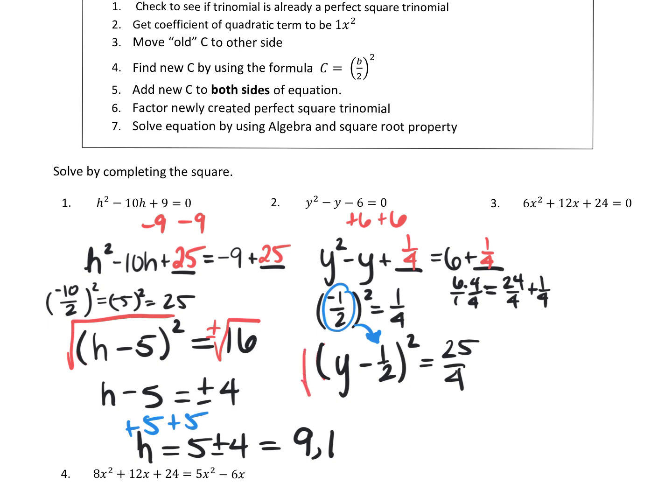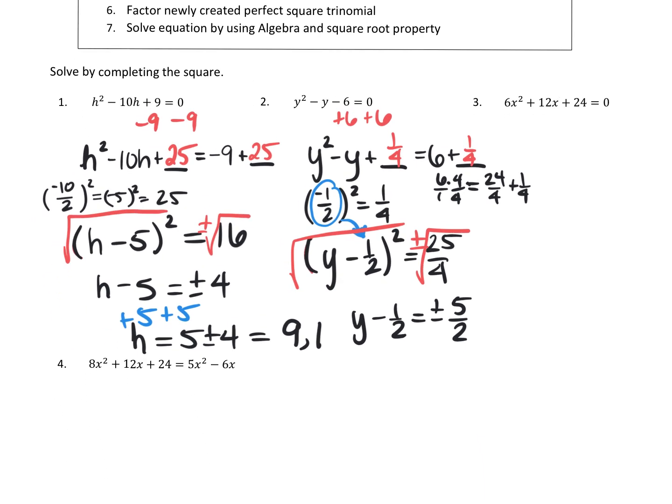Square root both sides. Plus or minus the square root. There's a reason I didn't leave that as 6 1/4. I don't know the square root of 6 1/4, but I can take the square root of 25/4. What do I get? 5 over 2. So y minus 1/2 equals plus or minus 5 over 2. When I'm taking the square root of a fraction, it's square root of the top, square root of the bottom, especially if they're perfect squares.